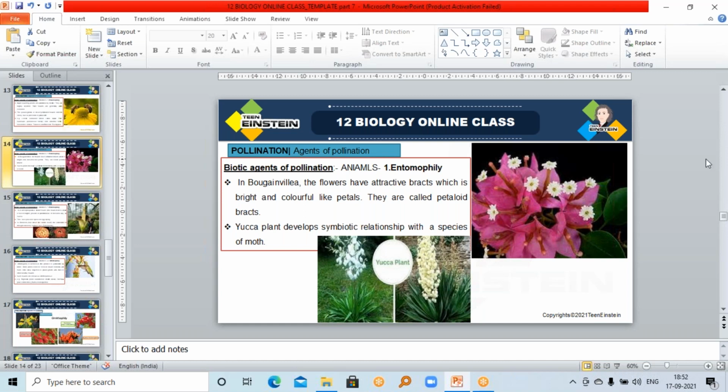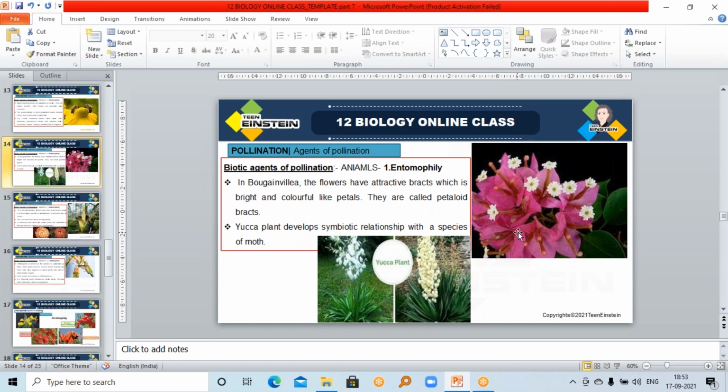So in the picture you can see bougainvillea. You can see the small white color flower. Only that part is the flower. The attractive colorful part, the pink color or yellow color, orange color, is not the actual flower. It is called bract. Note down, that is called bract.